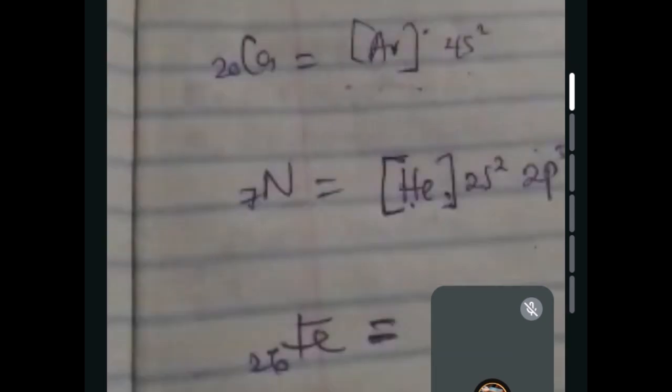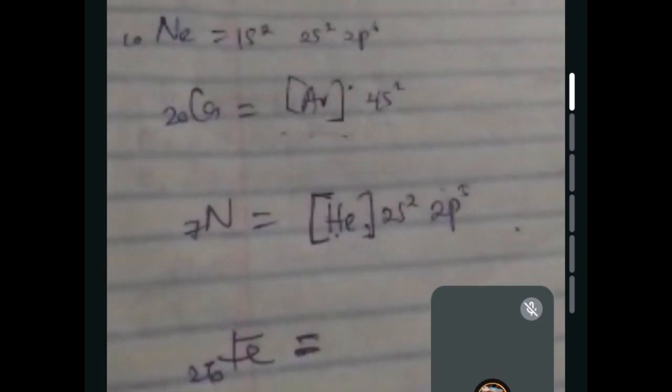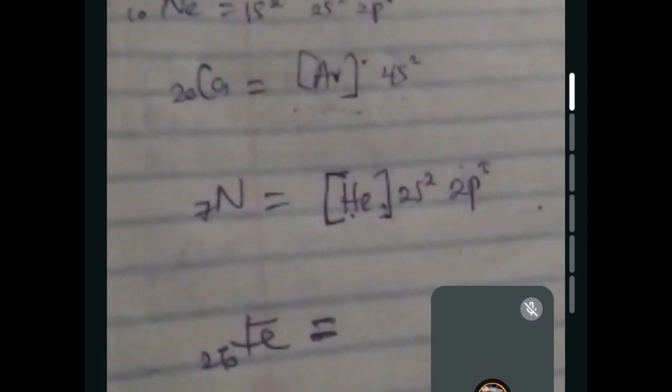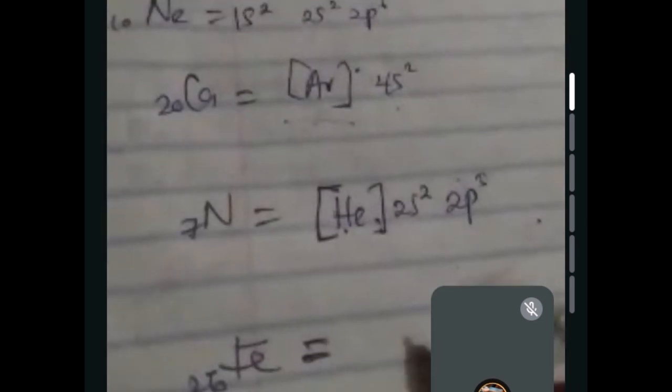Someone is still raising his hand. Mr. Abulola, do you understand what I said now? Just use the atomic number. Yeah. Okay, can I share my screen to show what I'm trying to say?